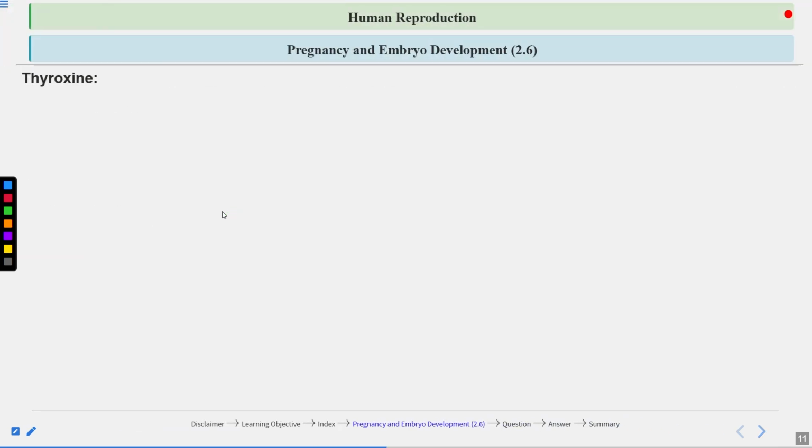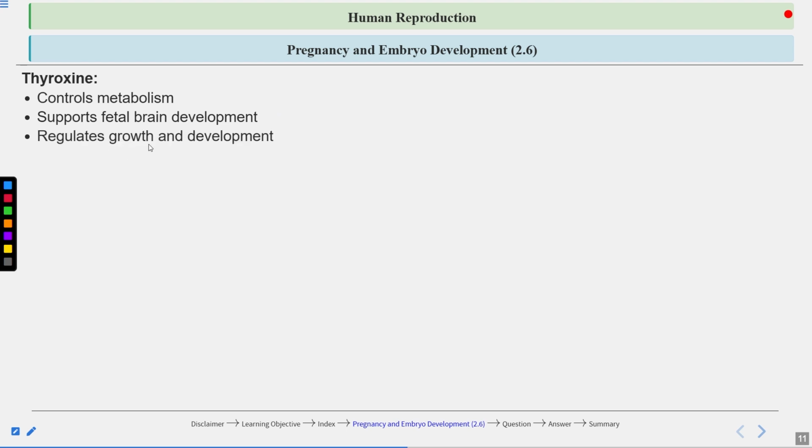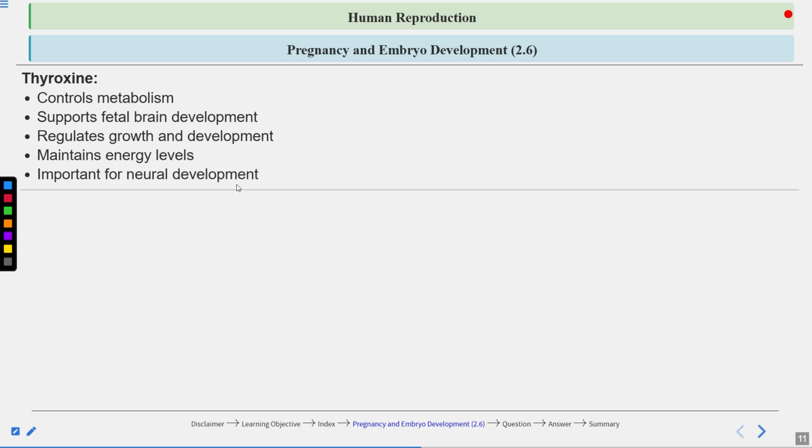Now, the next hormone is thyroxine. What is the function of thyroxine? Basically, thyroxine regulates, controls, or you can say affects the metabolism. It supports fetal brain development. This is also very important. It regulates growth and development, maintains the energy levels, and is important for neural development as well. Okay, this is clear.